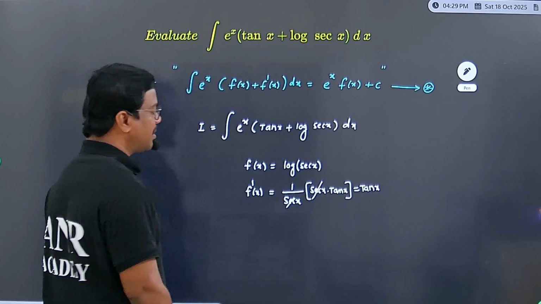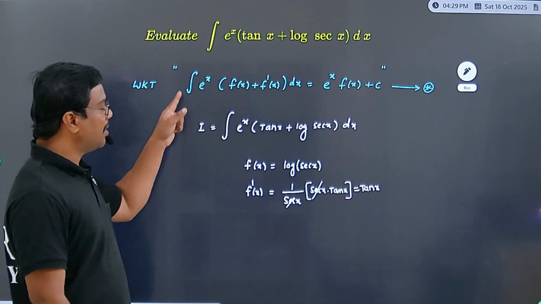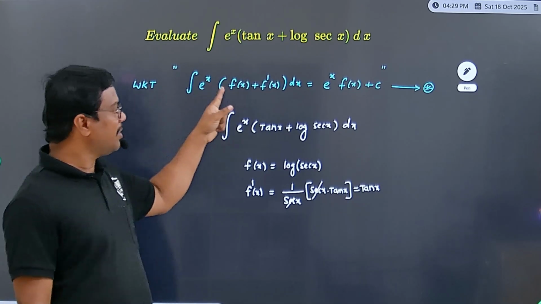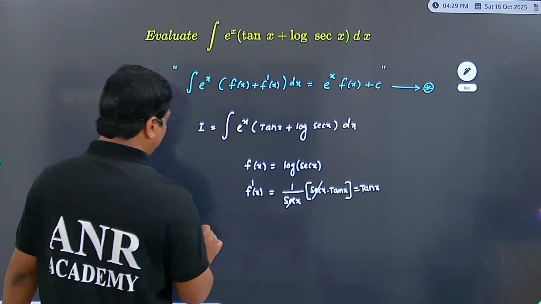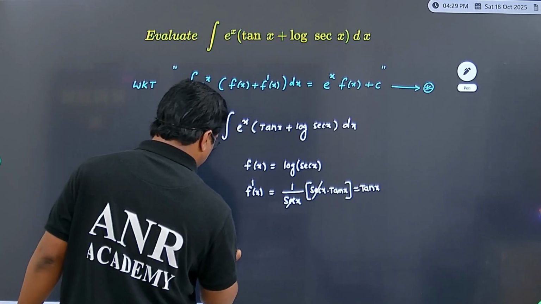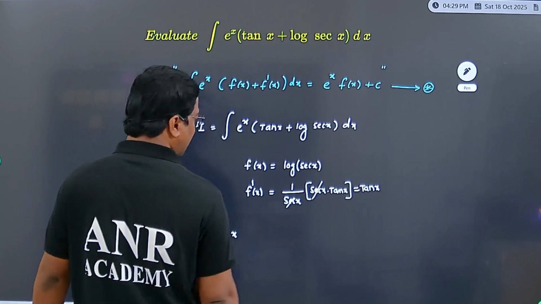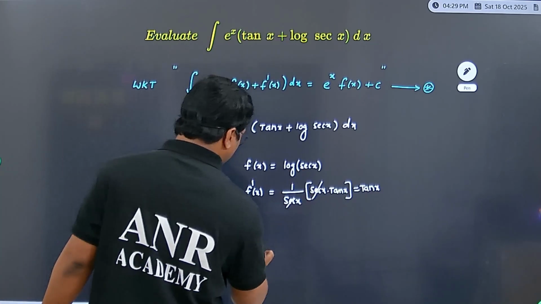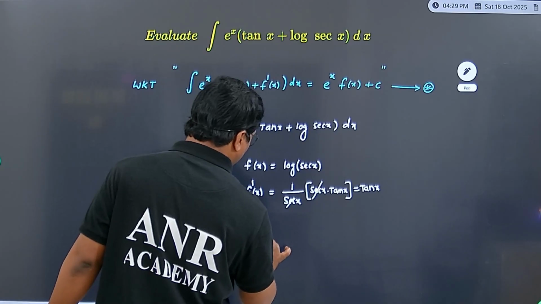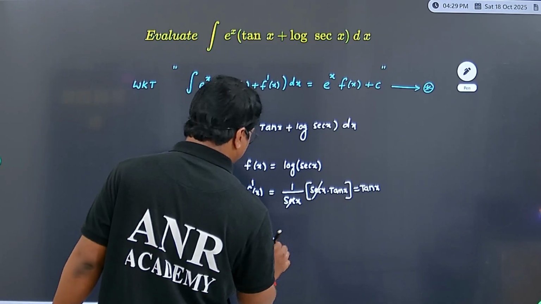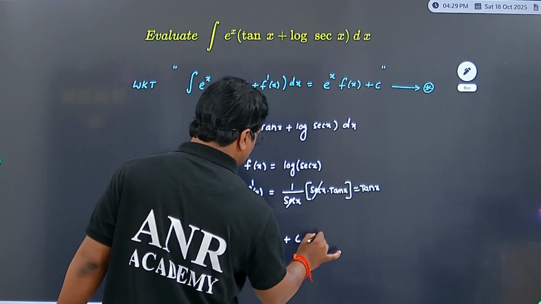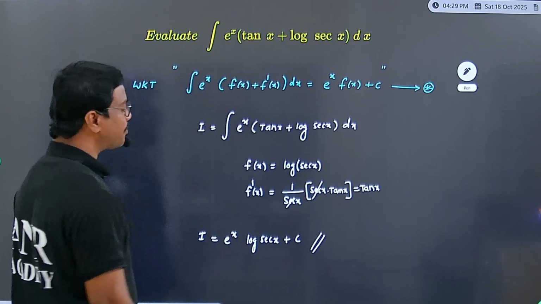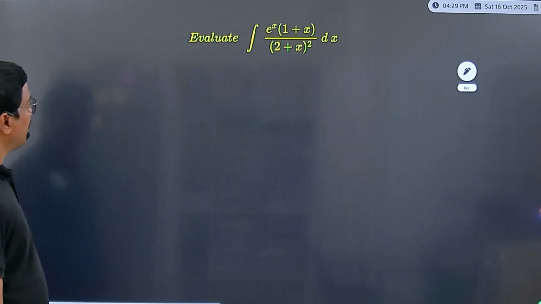and we get derivative is tan x. You know that integration of e power x into f of x plus f dash of x dx is e power x into f of x. Therefore from the above result you have to write e power x into f of x, and f of x is clearly log of secant x, plus c. This is your answer. Next question.